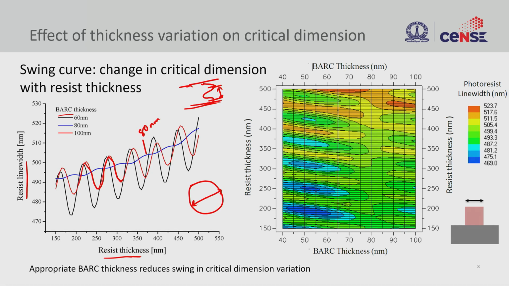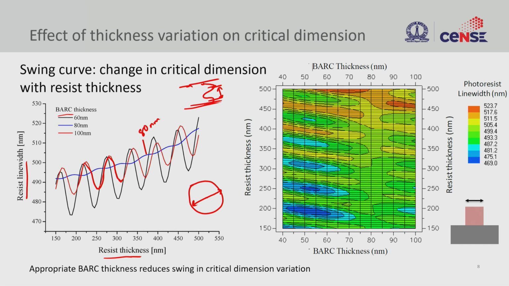And here bottom anti-reflective coating is helping you to solve that problem, because the standing wave that you get is almost arrested completely. And that's what we see on the right side map. So on the x-axis, bottom and top, you have BARC thickness, and on the left and right you have the resist thickness variation. The color shows the line width.